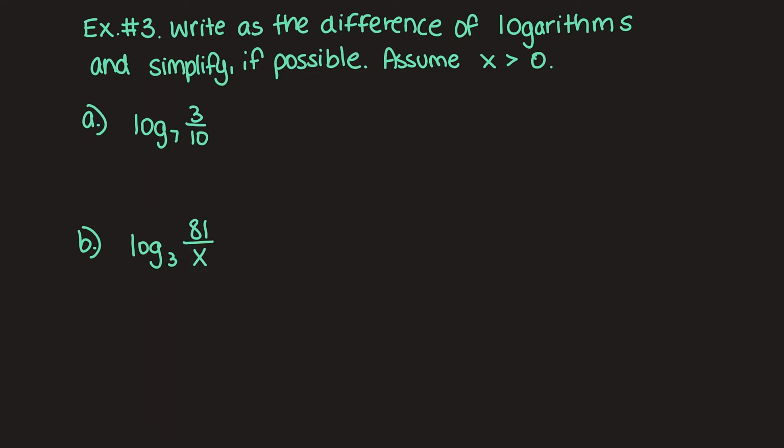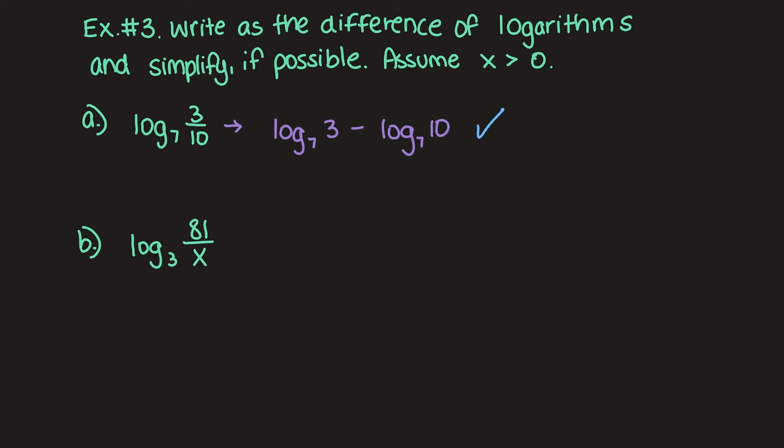We want to rewrite each expression as a difference of logarithms by using the quotient rule for logarithms. And we can use the quotient rule because we have a quotient as the input of the logs. So log base 7 of 3 over 10 expands to log base 7 of 3 minus log base 7 of 10. And this log is simplified as is since there is not a power that is an integer that we can raise 7 by to get 3. And the same follows for the other log. So it is simplified as is.